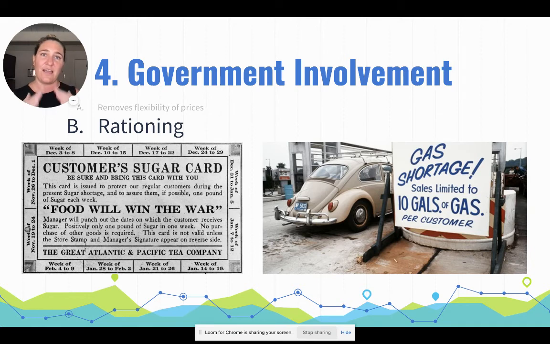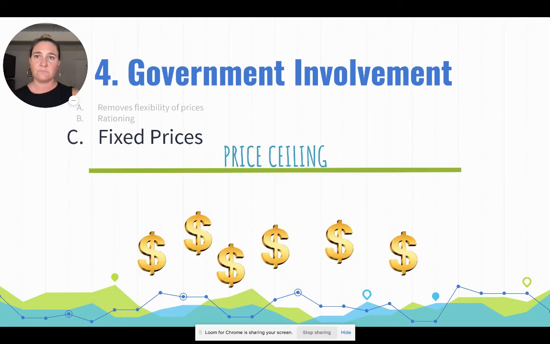And this was, again, the government being involved in rationing, limiting the supply that consumers were allowed to purchase. And until that ration is removed by the government, it will create an artificial shortage.